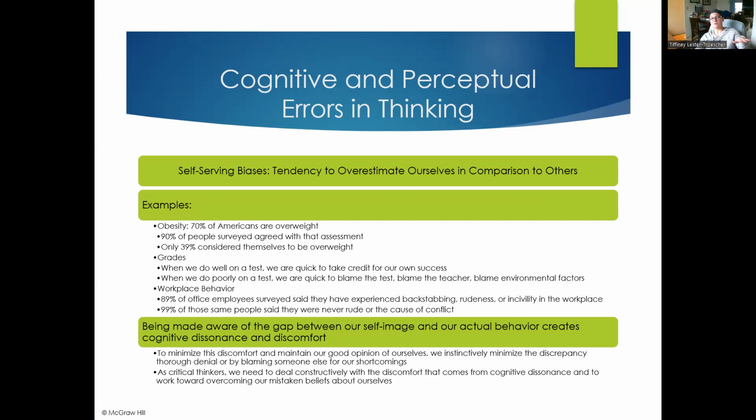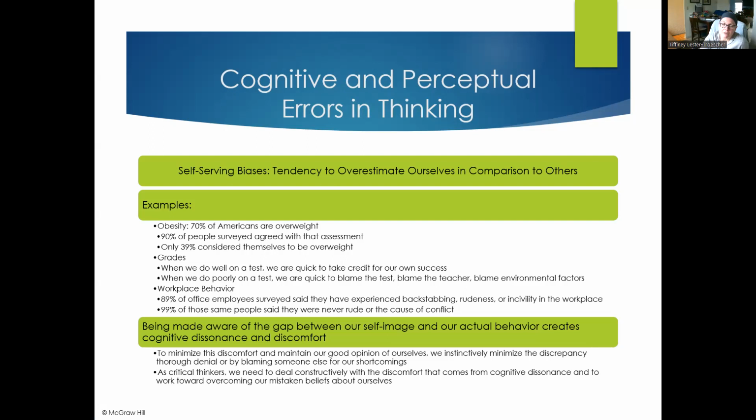We will always be much better than we think other people are, basically. So for example, 70% of Americans are overweight. 90% of people surveyed agreed with that assessment when they were told, research shows 70% of Americans are overweight, do you believe that statistic? Does that sound right to you? 90% of people are like, yeah, sounds right. But only 39% of those people considered themselves to be overweight. 90% of people agreed that 70% of people are overweight, but only 39% of them think that they themselves are overweight.